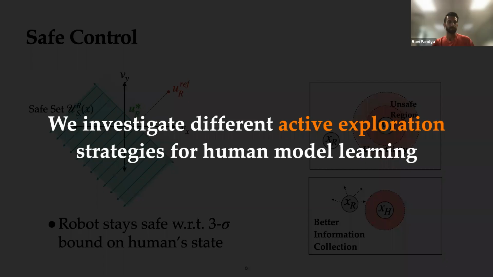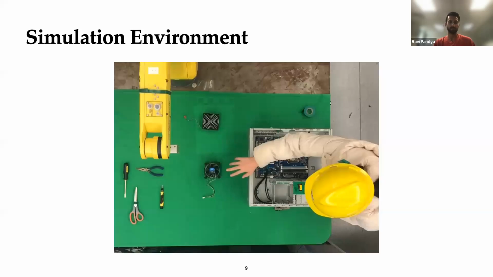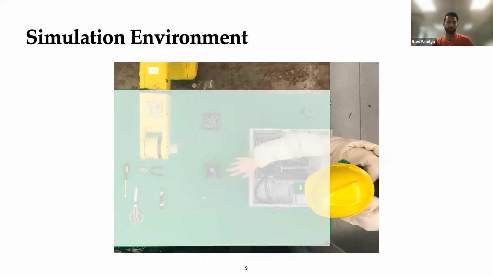To reduce this uncertainty, we investigate different active exploration strategies for human model learning in an interactive scenario. As a running example, we consider a 2D simulation of a collaborative manufacturing task where the human is in blue, their goal state is in green, and the robot is in red.